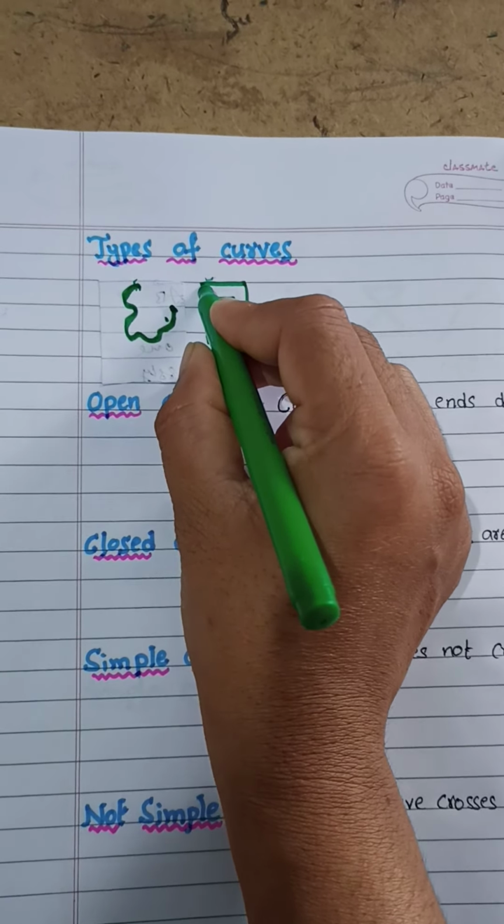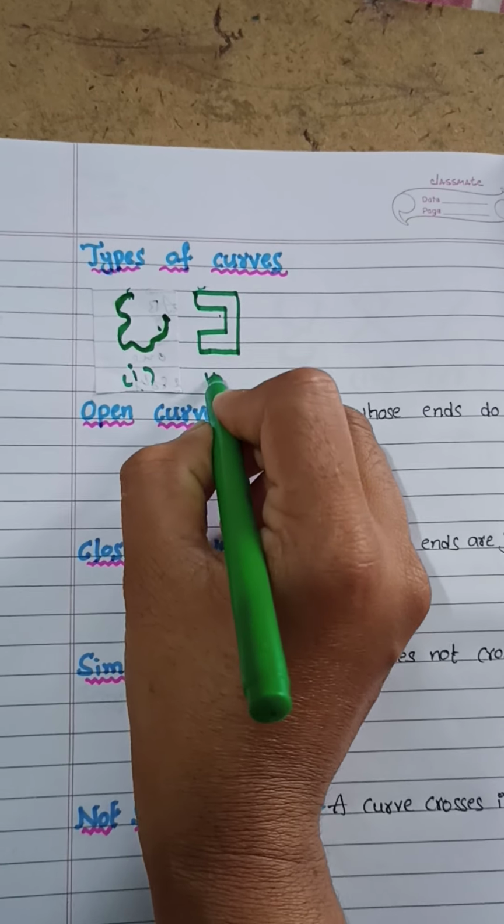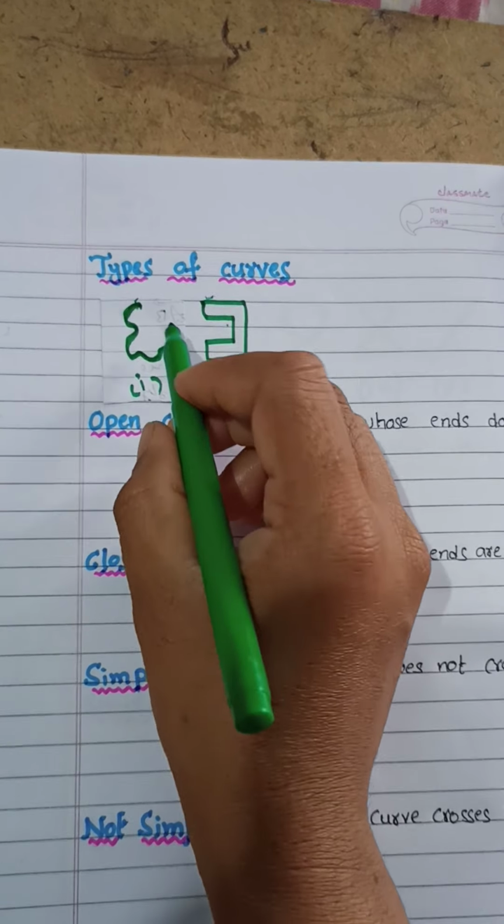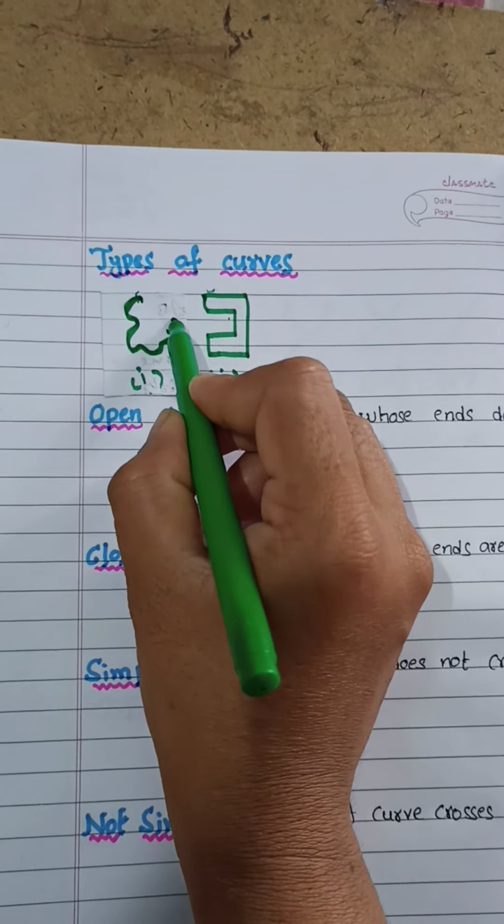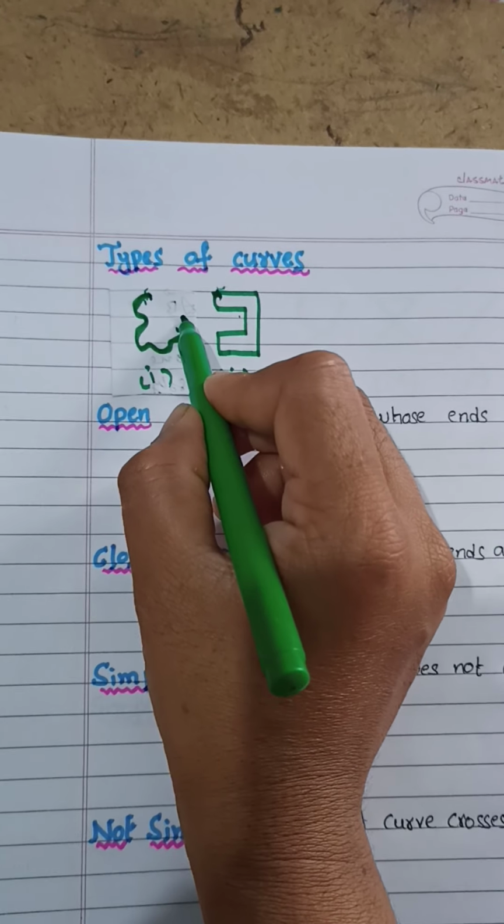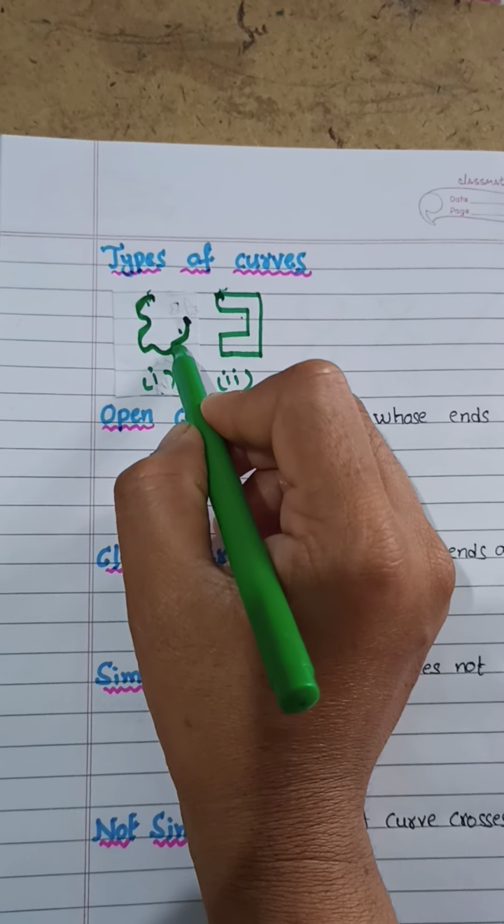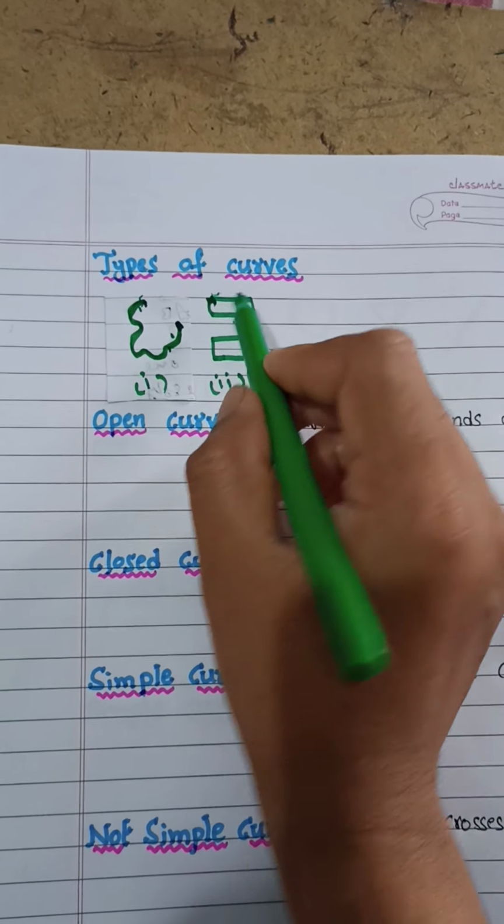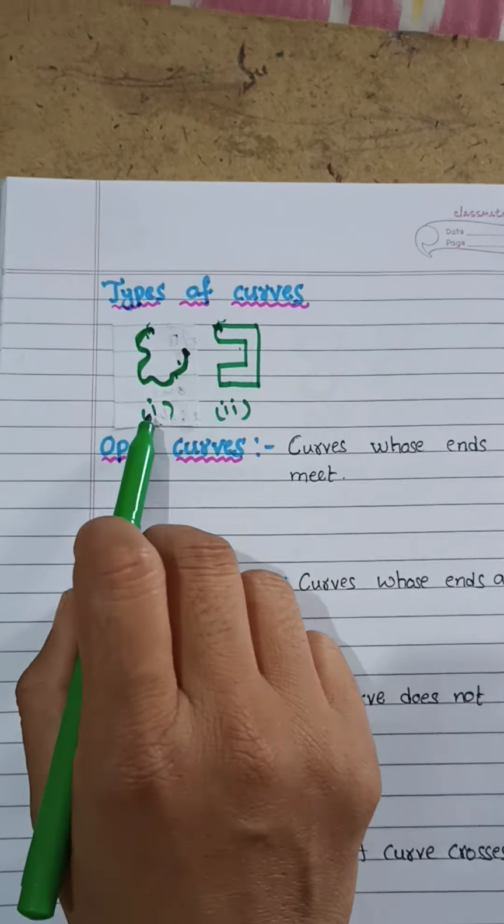What is the difference between the first curve and the second curve? The difference here, see, is that in the first curve the starting point and ending point are different. In the second curve, the starting point and ending point are the same. Starting and ending points are different, so it is an open curve. If a curve's ends are joined, such types of curves are called closed curves. First one is an open curve, second one is a closed curve.